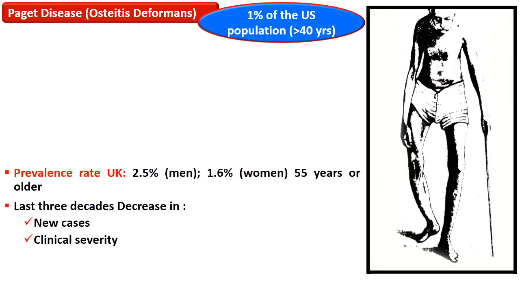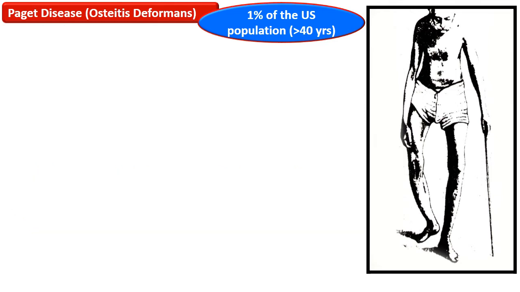For the UK, its prevalence is 2.5% for men and 1.5% for females in the population over the age of 55 years or older. The incidence and severity of this disease has decreased in the last 25 to 30 years in various areas.